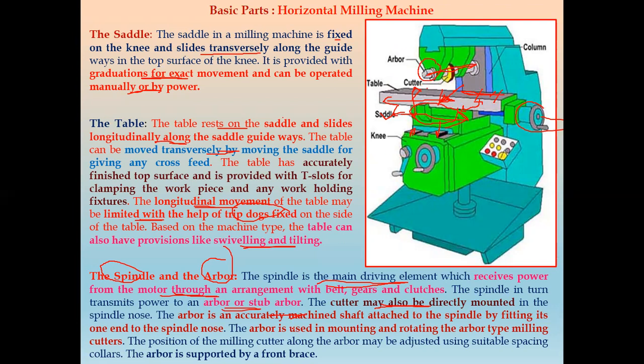Now the arbor is used for mounting and rotating arbor-type milling cutters, and the position of these milling cutters along the arbor may be adjusted using suitable spacing collars. So different cutters will be there, and space is provided between these two cutters. Now the arbor is supported by a front brace. So another part is there by which the arbor gets supported. That is called a front brace.